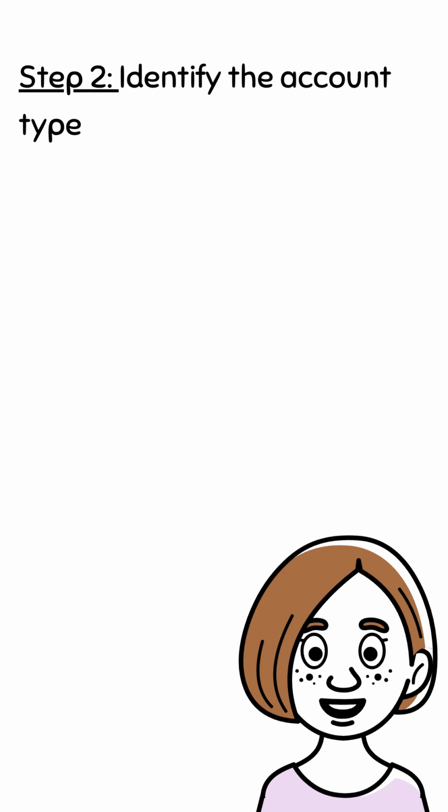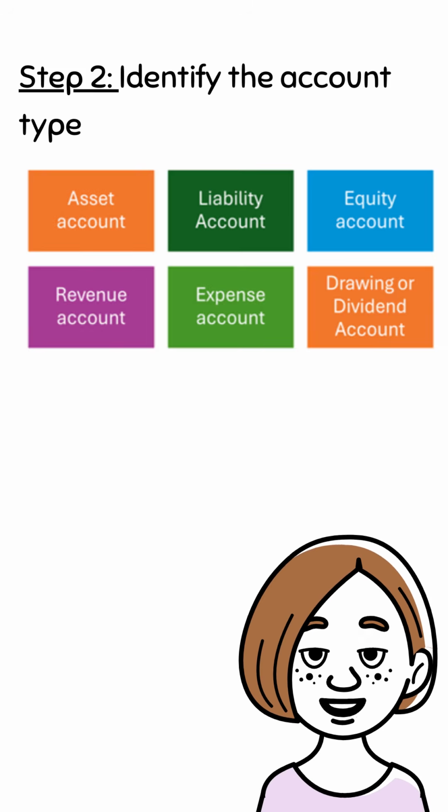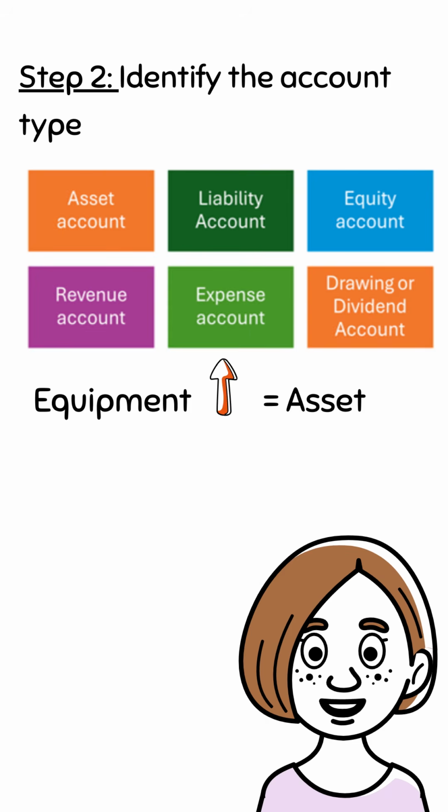In step 2, the accountant determines the account type for the accounts that increased or decreased in step 1. In our example, we have equipment, which is an asset. And, we also have cash. That is also an asset.